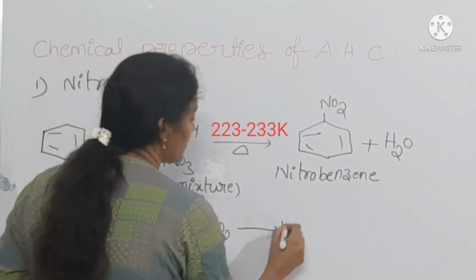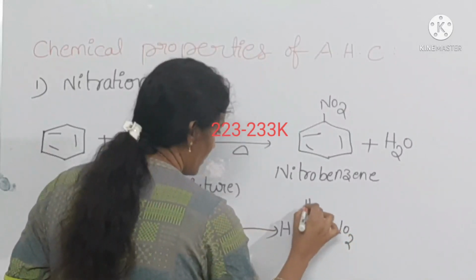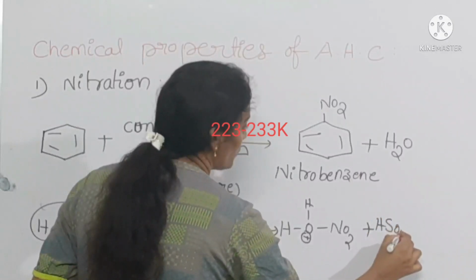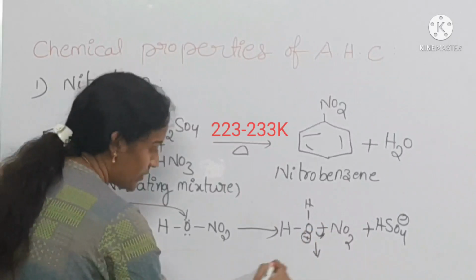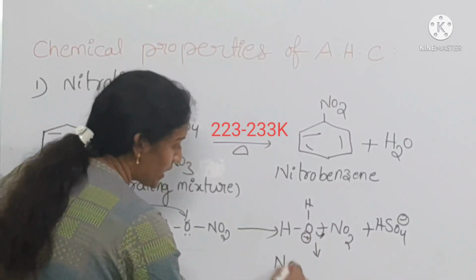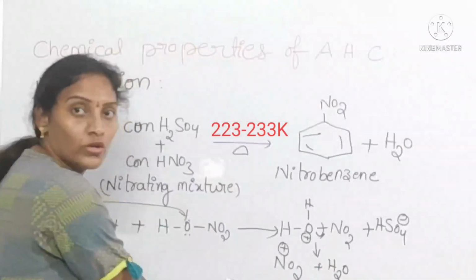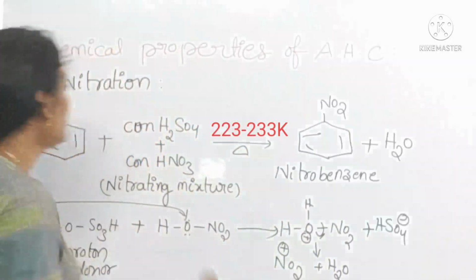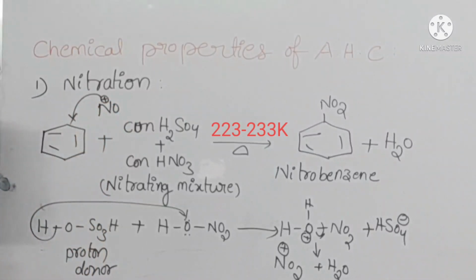See what happens here. H2O-H plus is formed. After that, HSO4 minus will be formed. From this, water will be liberated and NO2 plus, the nitronium ion, will be formed. This nitronium ion acts as an electrophile. This electrophile will attack the benzene ring. Okay, this is about nitration.